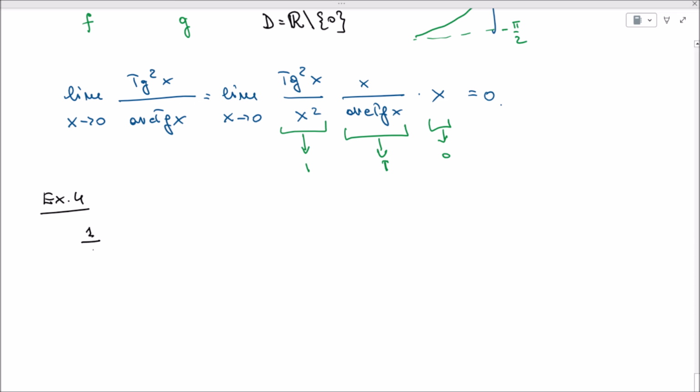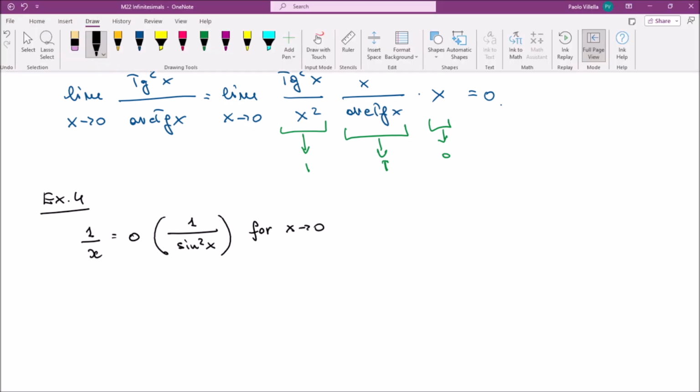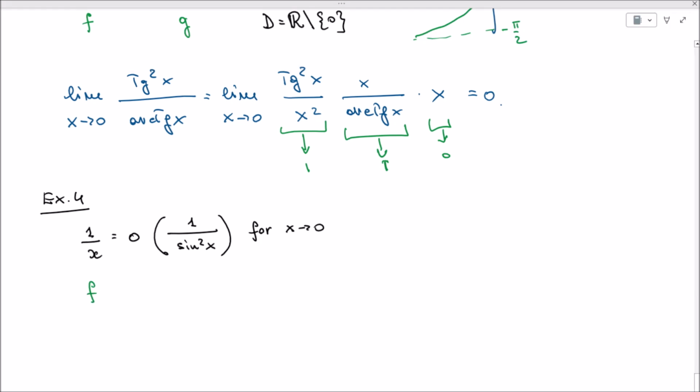1 over x is equal to small o of 1 over sine square of x, for x that goes to 0. This is one of those examples where f, which in this case is 1 over x, and g, which is 1 over sine square of x, do not tend to 0 when x goes to 0. So this is basically the justification of what we said before.